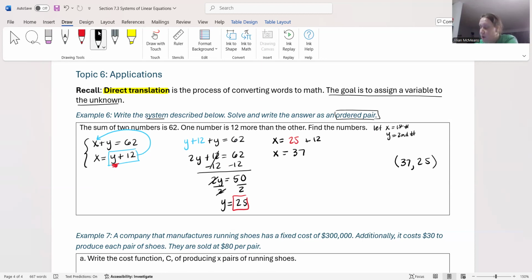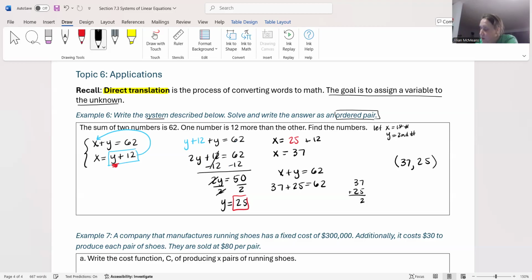Now, just to be totally good, let's double check this, okay? We know the two numbers that we have to add up to 62. So let's go ahead and make sure that x plus y really is 62. So x is 37, y is 25. We want to make sure that adds up to be 62. I like to do my addition vertically. It just makes more sense in my head.